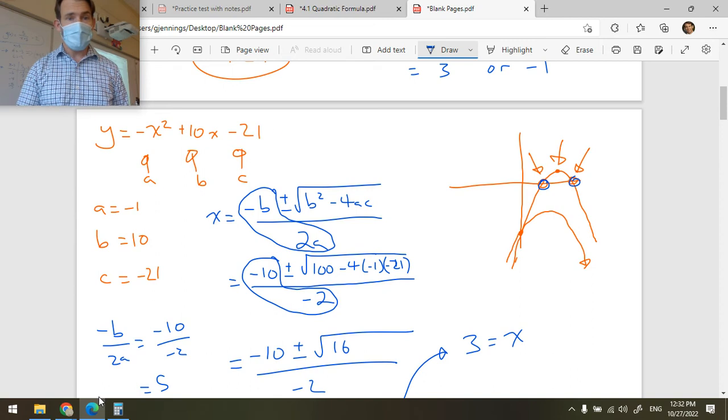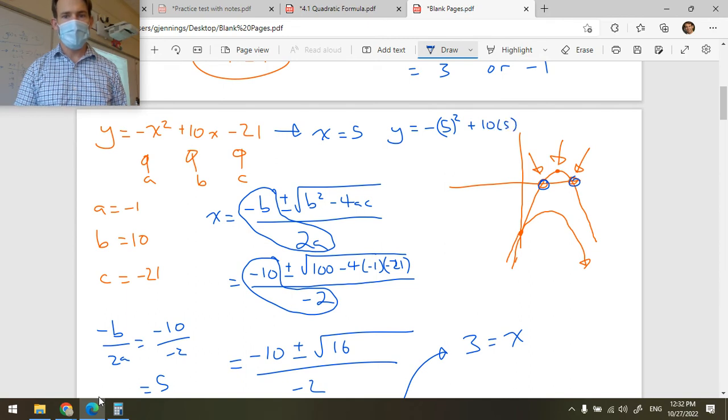So I can go from here and substitute in x equals 5 and find that the y value of the vertex is equal to negative 5 squared plus 10 times 5 minus 21. Okay? This is going to be 4. And see that it's 4 pretty well right away, because this is going to be negative 25 plus 50 minus 21. That's equal to 25 minus 21, that's equal to 4. Okay, so now I have the y value and the x value of the vertex.